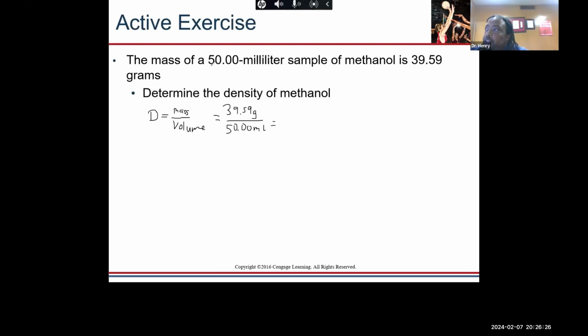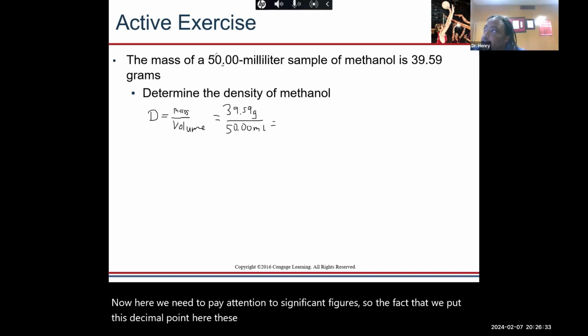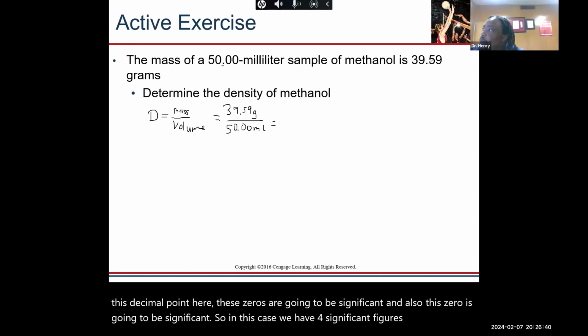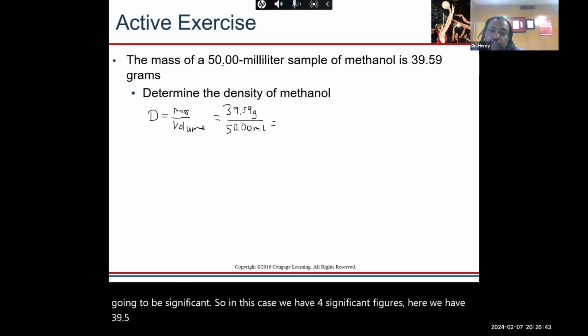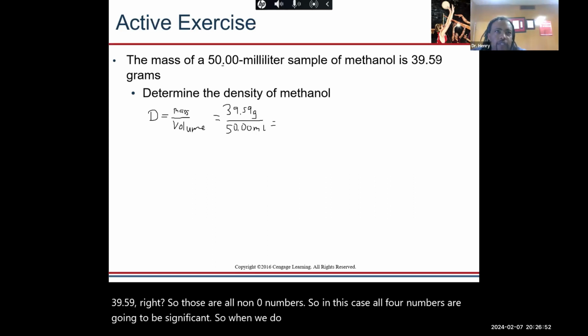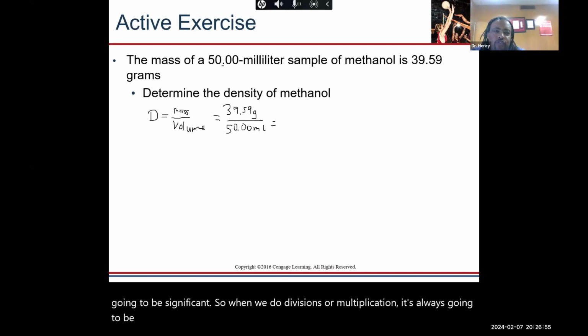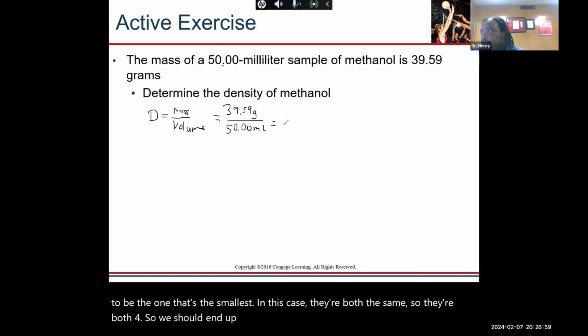Now here we need to pay attention to significant figures. The fact that we put this decimal point here means these zeros are going to be significant, and also this zero is going to be significant. So in this case, we have 4 significant figures. Here we have 39.59, right? Those are all non-zero numbers, so all 4 numbers are going to be significant. When we do division or multiplication, it's always going to be the one that's the smallest. In this case, they're both 4. So we should end up with an answer that has 4 significant figures.